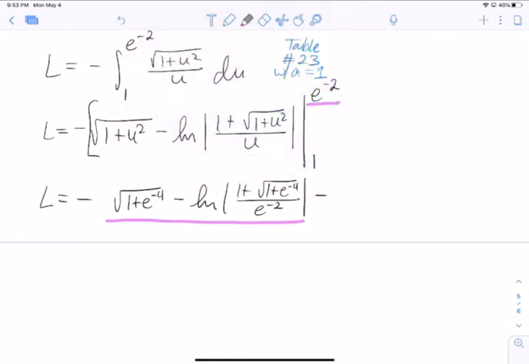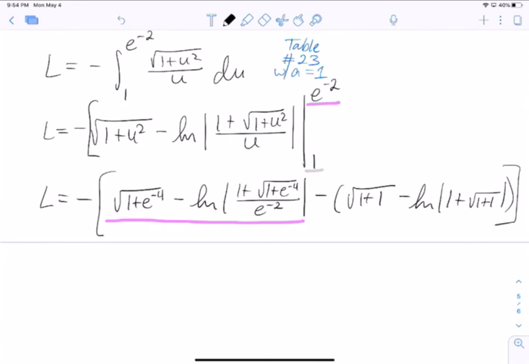Now we need to put in u equals 1. So minus the quantity of the square root of 1 plus u squared, so 1 plus 1, minus the natural log of 1 plus the square root of 1 plus u squared over 1, and then we're going to group all of that together there. And again, these second ones are what happened when we put in 1 in place of u. Now we're going to deal with this quotient here. We're also going to distribute the negative.